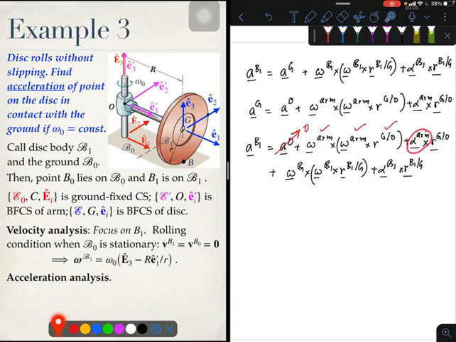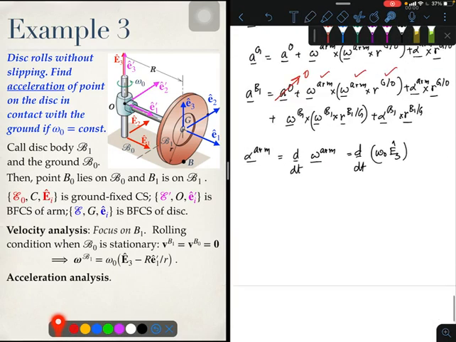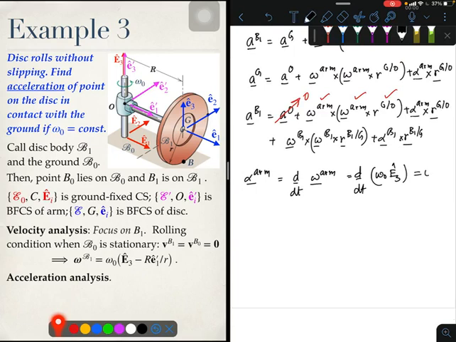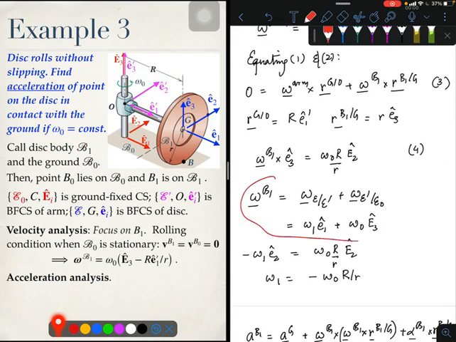What about alpha arm? Alpha arm is the rate of change of omega arm, which is the rate of change of omega 0 E3. That's what we found omega arm to be, and that is 0 because capital E3 is a fixed vector and omega 0 is given to be a constant. So alpha arm is known and is 0. Omega b1 we just found again as part of the velocity analysis. Here it is.